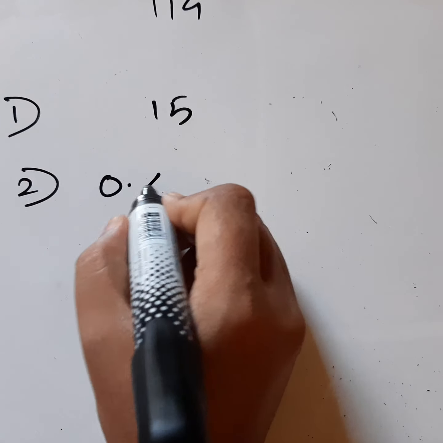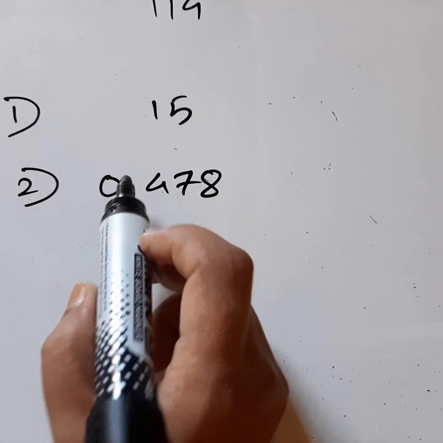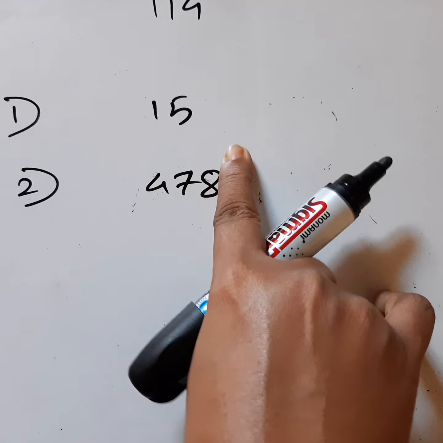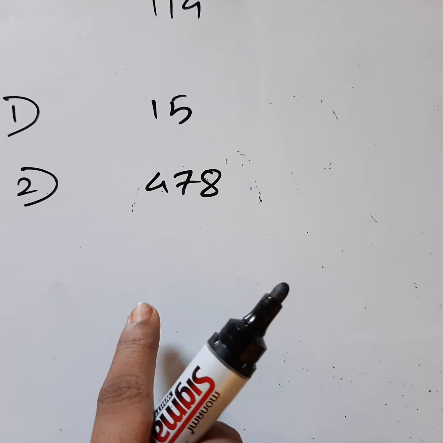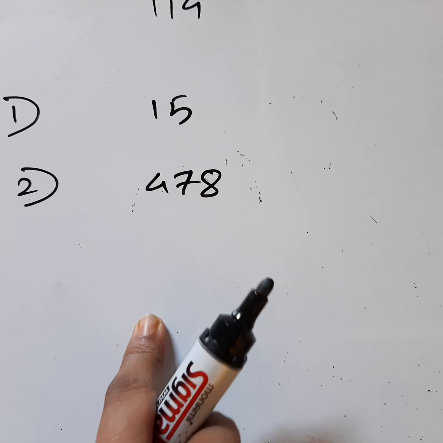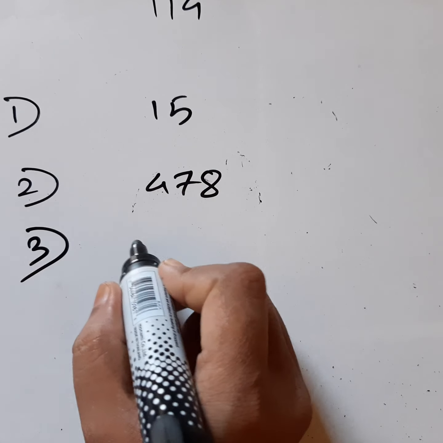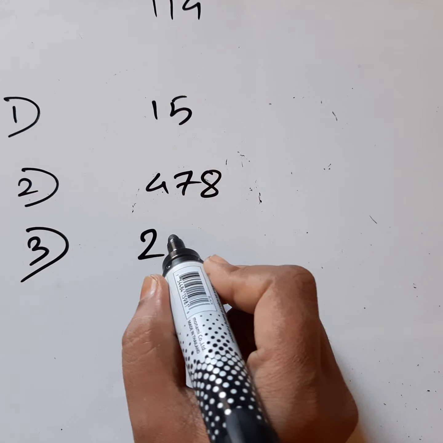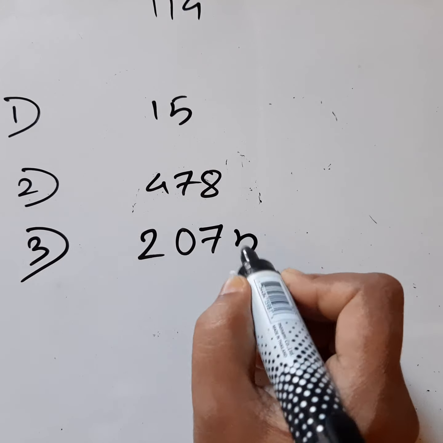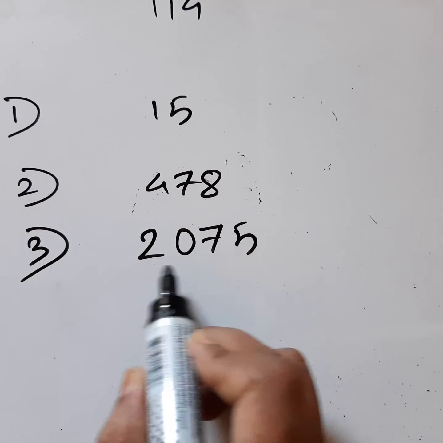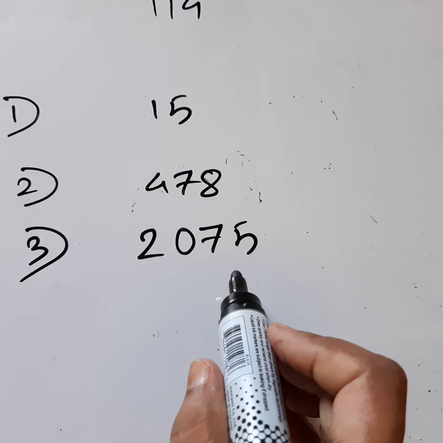And 0.478, take that decimal after 3 digits, so your number will become this. Why am I doing this? If you have any problem doing this kind of math, please use a pencil. Okay, 2.075, this point was over here, we are just taking it after 3 digits, and the number will become 2075.